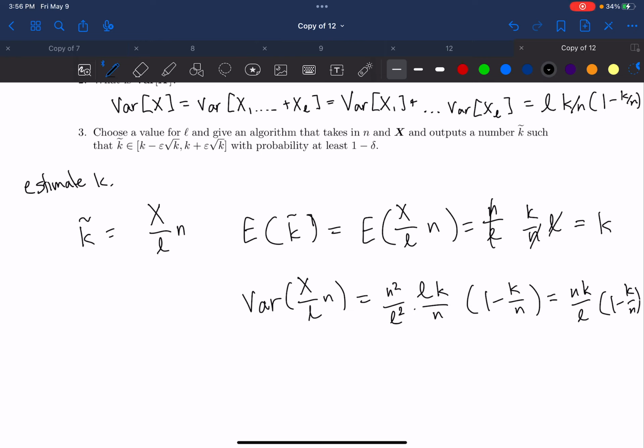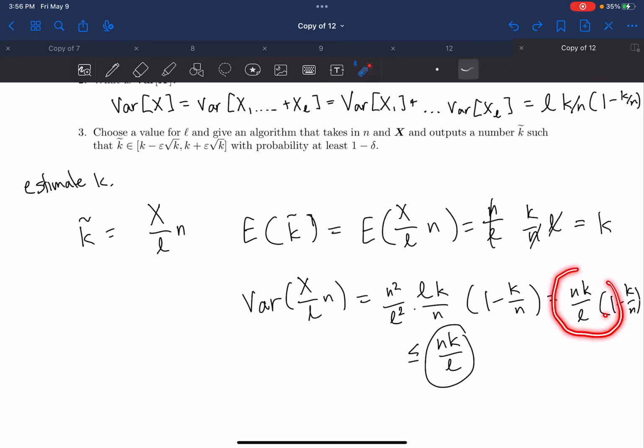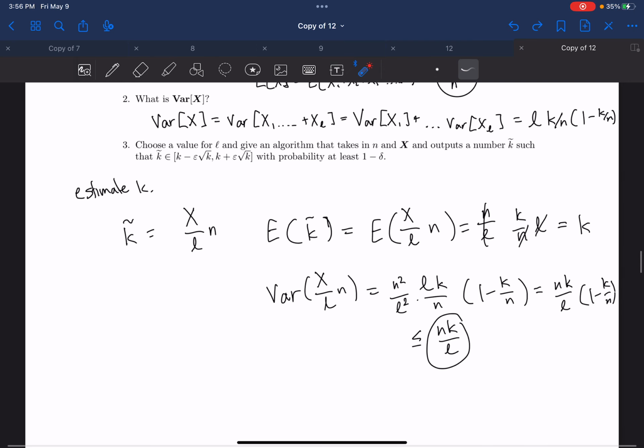And while it's more correct to leave it in this form, for simplicity, what we're going to do is bound this by simply NK over L. So we're going to drop this second part here, where it's multiplied by K over N, and we're just going to essentially take this. And that's just for simplicity of math moving forward. Given these two values now, we can set up our Chebyshev's inequality.